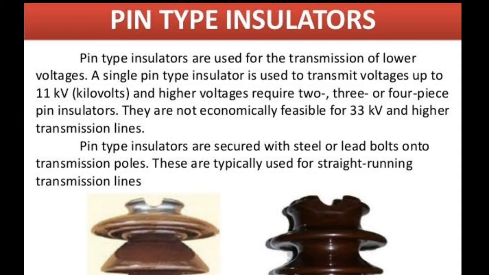So for 11 kV, one piece pin insulator is used, and for more than 11 kV, two, and further 3 and 4. These pin insulators are not economically feasible for 33 kV and higher transmission lines, so it is not suitable to use pin insulators for more than 33 kV. The pin insulators are connected to the tower or pole with a lead or bolt, and they are suitable for straight transmission lines or straight transmission poles. They are not suitable for angled or bent transmission lines.